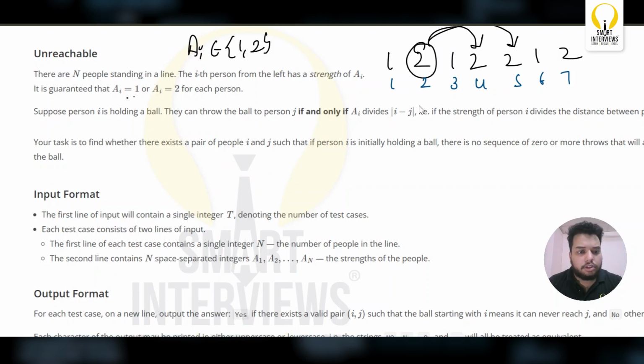Your task is to find whether there is a pair i, j such that if person i is initially holding a ball, there is no sequence such that the ball can reach j. So that means you need to find, is there any deadlock or not? Like, is there any loop or not?